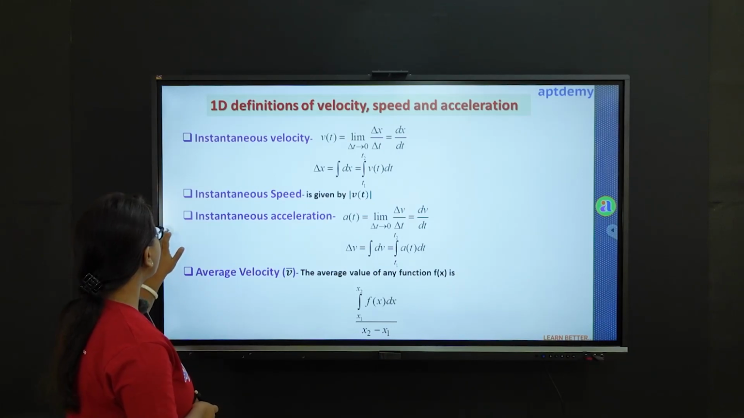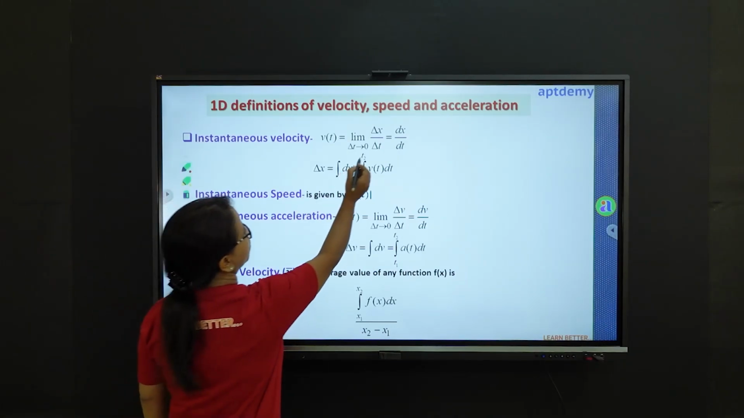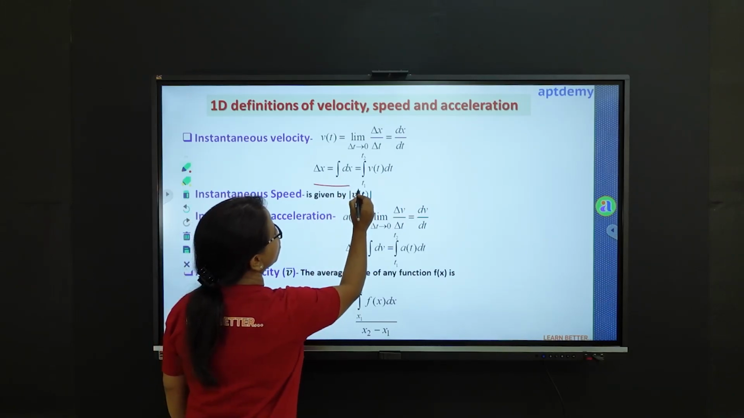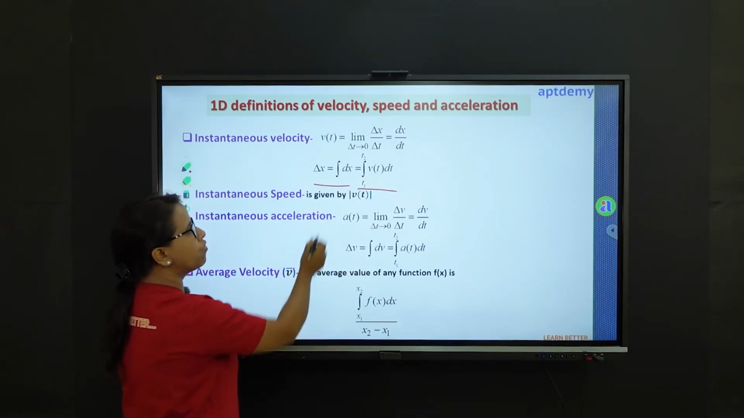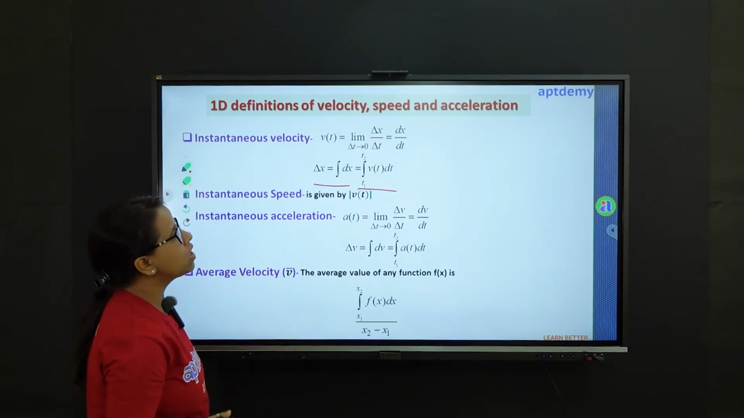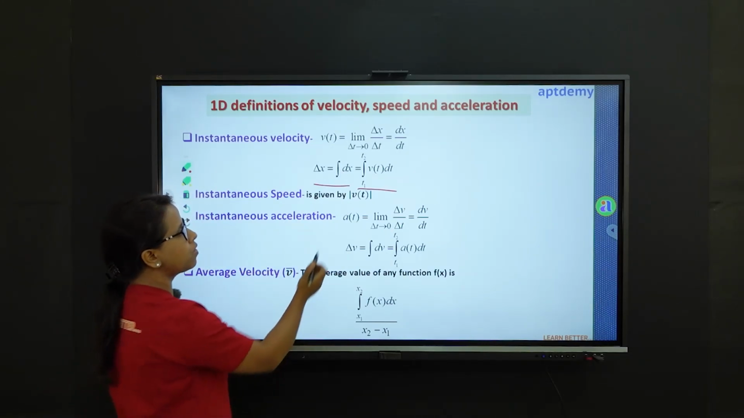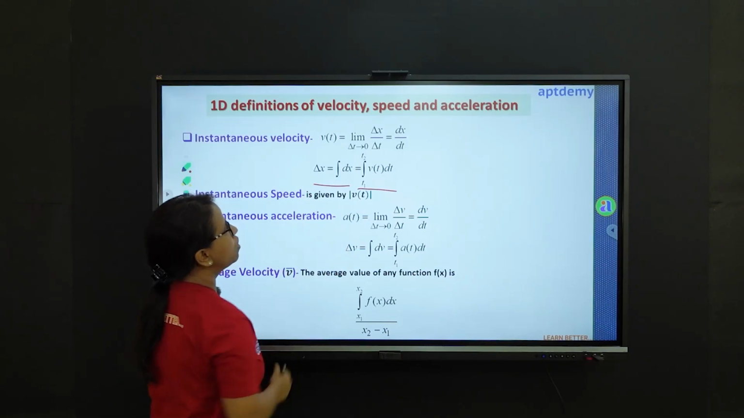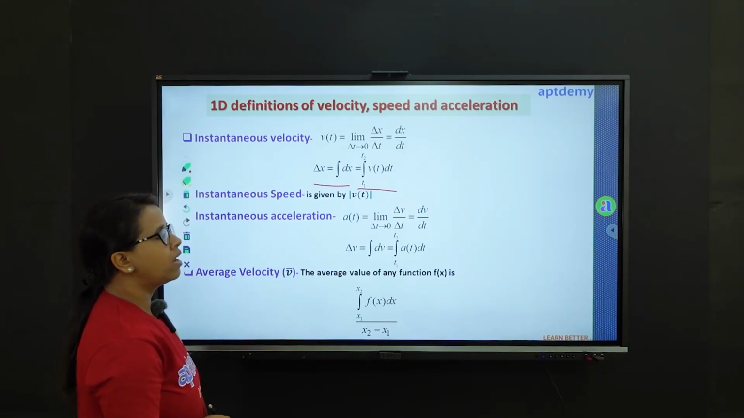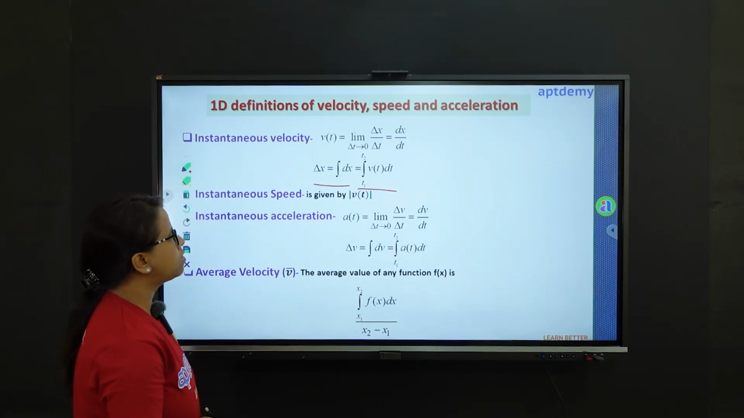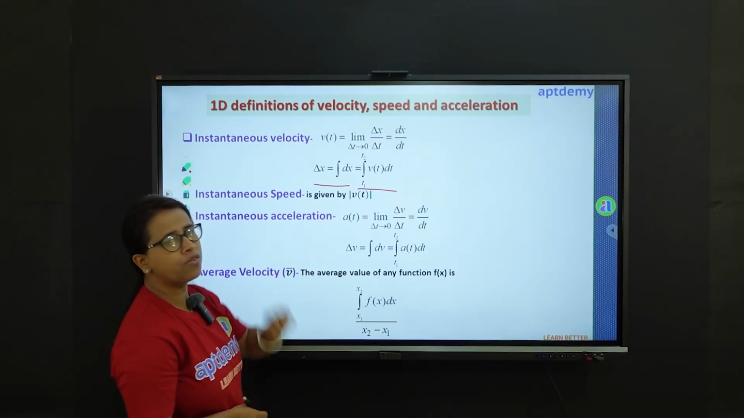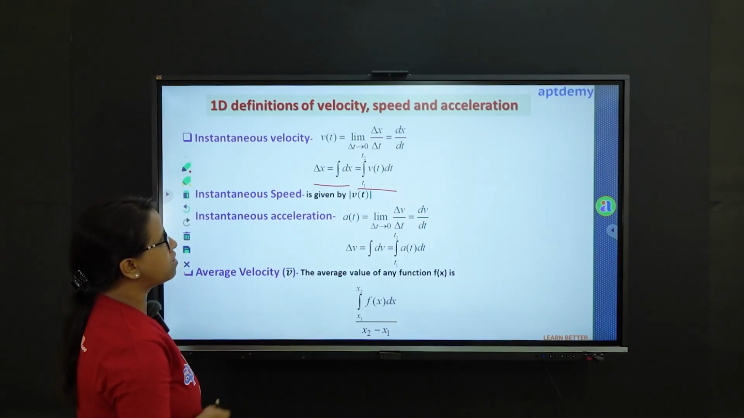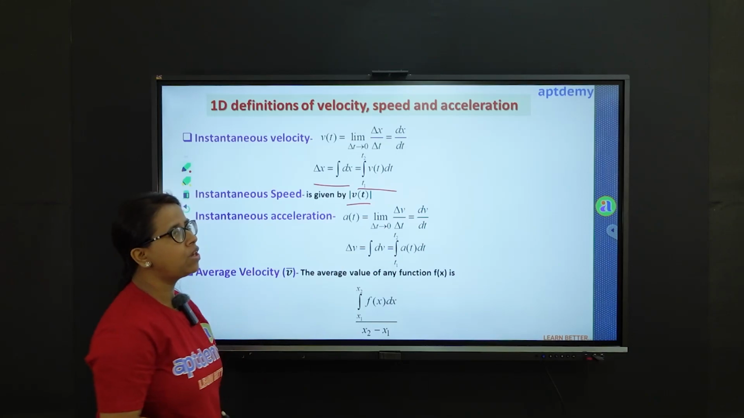Now from this we can write delta x as the integration of dx, which is the integration of the change in distance with time. So this is v(t) dt, integrated from the time t1 to t2. In this way we can write an expression for the change in displacement over a time interval t1 to t2. Now instantaneous speed is nothing but the magnitude of the instantaneous velocity, so we can represent it as the modulus of v of t.